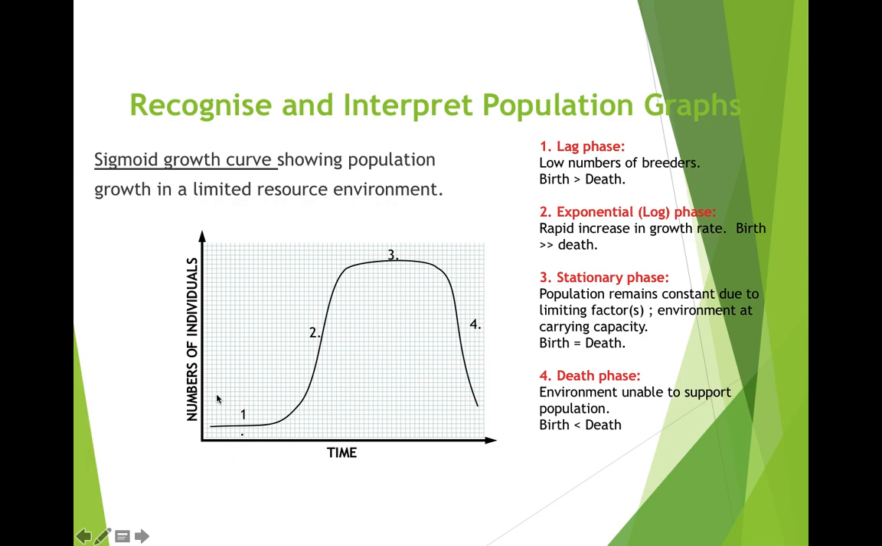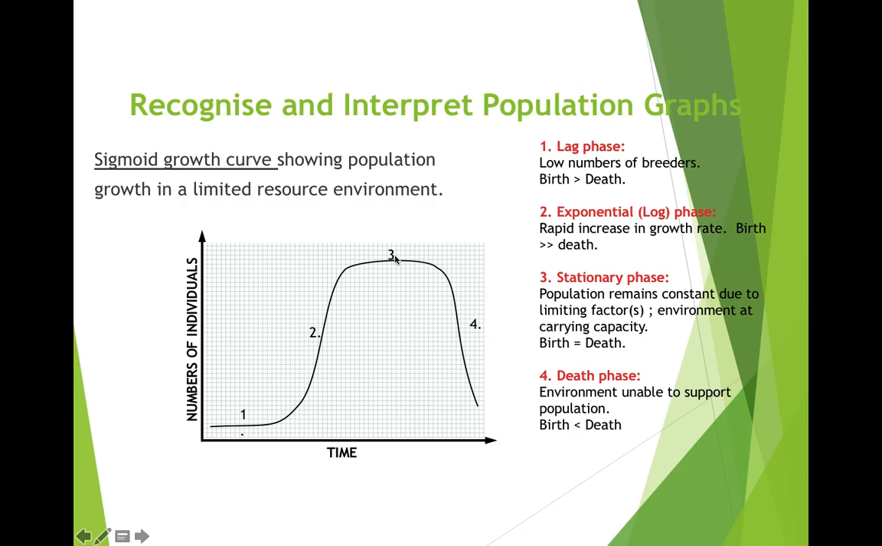Number 1 right here, this is what we call the lag phase. Anytime a population is starting, let's think if you're in the wild and you've got a population of a certain organism, there's a lag phase because there's a low number of breeders, but birth must be greater than death. Then we have the takeoff phase, which is what we call the exponential or the log phase, which means the rapid increase in growth rate. So birth is much greater than death.